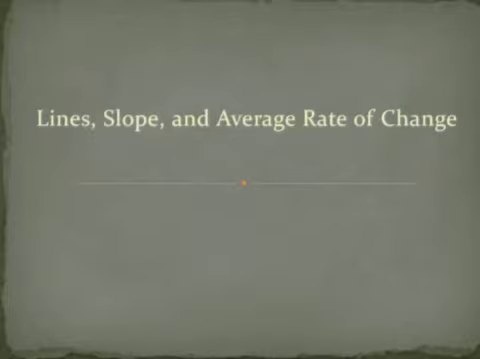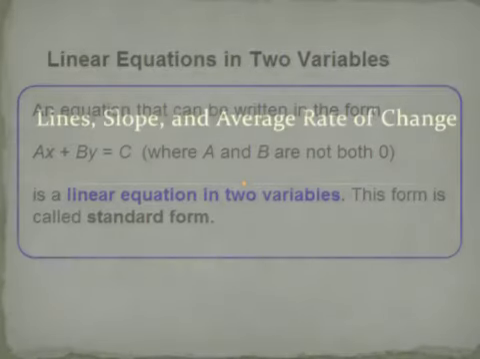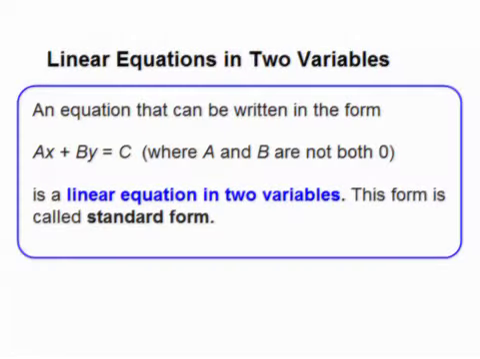In this lesson, we will look at linear equations in two variables, their graphs, slopes of lines, and average rates of change. Linear equations in two variables. An equation that can be written in the form ax plus by equals c, where a and b are not both 0, is a linear equation in two variables. This form is called standard form.